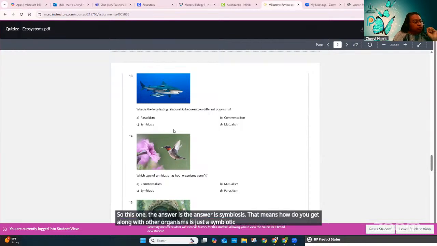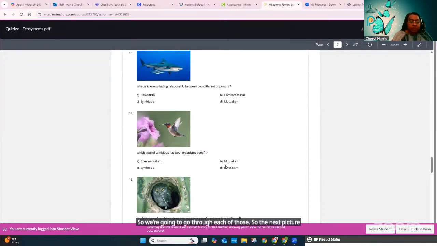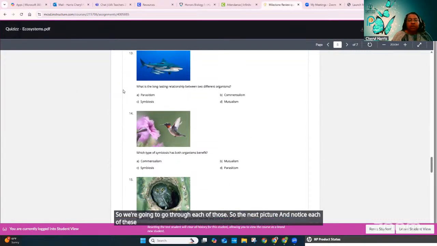But there is a description. There are different kinds of symbiotic relationships. So we're going to go through each of those. So the next picture, and notice each of these has the same choices. So you just have to know which is which. So symbiosis is a general description of relationships between two organisms. Notice two. Okay. All right.